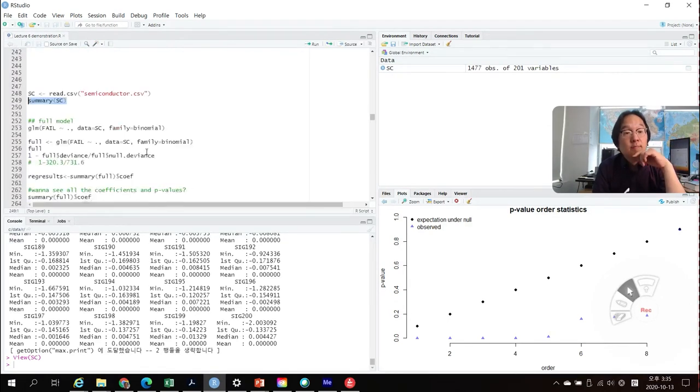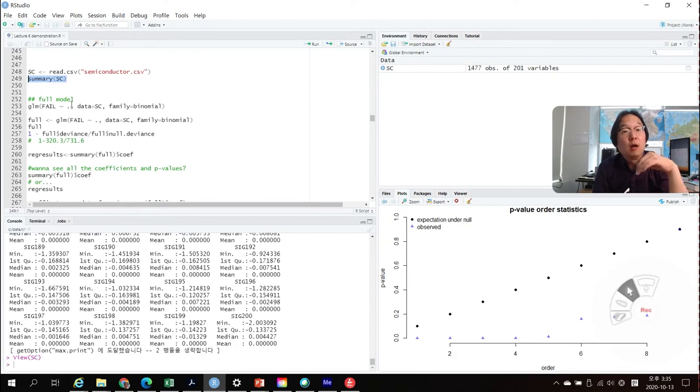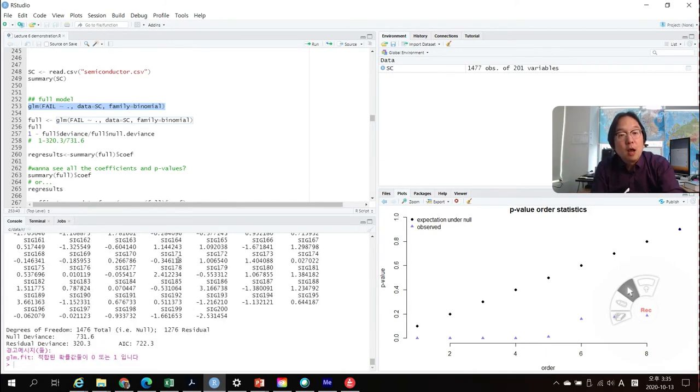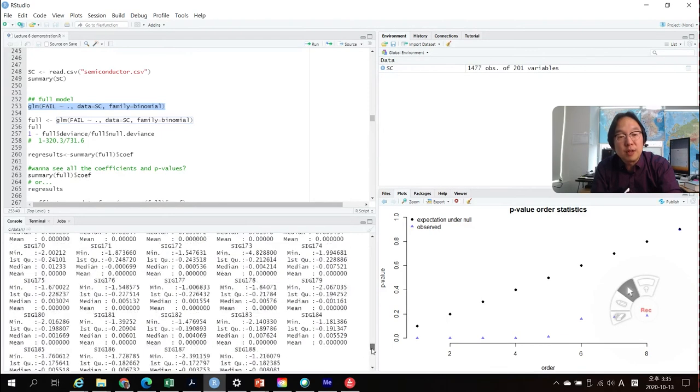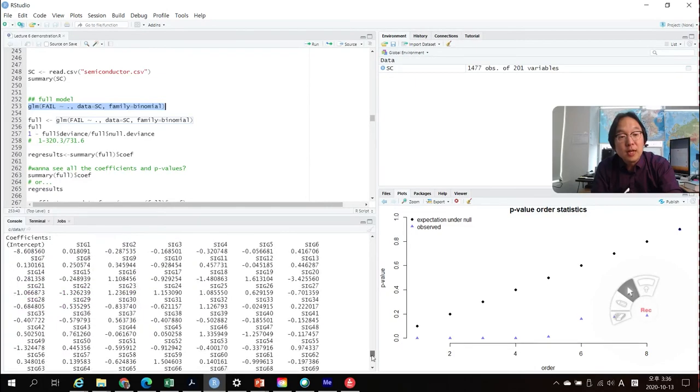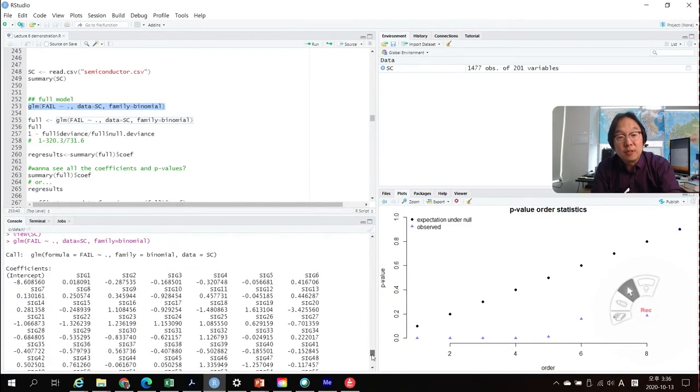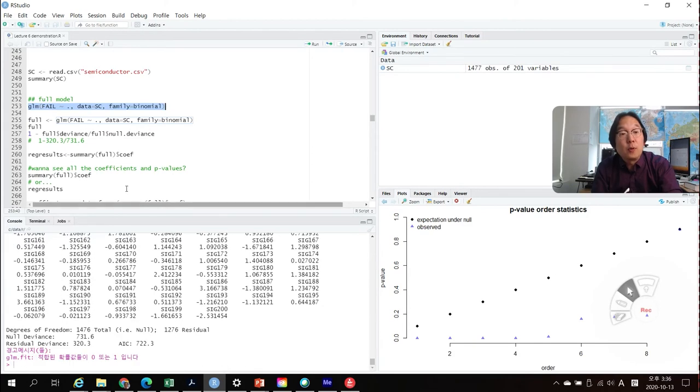Then the full model regression will look like this, GLM, and then the failure, okay? Fail is your dependent variable, and then we want to throw in all the variables as right-hand side variables, a pure data science approach, right? So it gives me crazy regression results like this, 200 different coefficients and the intercept over there, all these kinds of things.